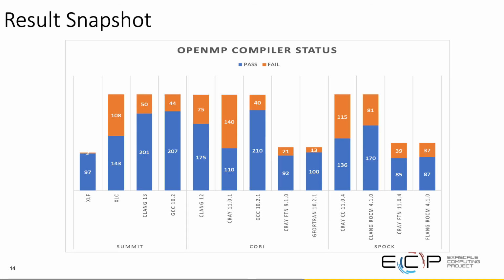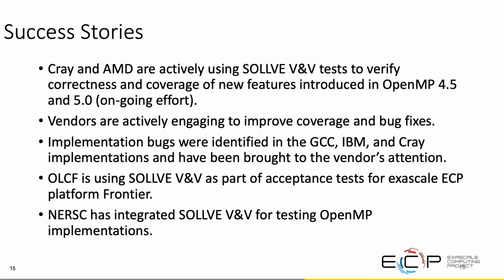Now I'm going to give you a result snapshot. This is a recent result snapshot, the data derived from the test pass-fail from our website. And as you can see, Summit and Cori, these are the different compilers that have been implemented. Unfortunately, Fortran is way behind the curve as compared to C and C++. But we are seeing that on Spark, Clang and Cray are showing very good improvement over time with our V&V. And that is one of the parameters of checking how an implementation is doing. As time progresses, we have seen that more and more V&V tests have passed on certain compilers which are under development. So let me share some success stories with you.